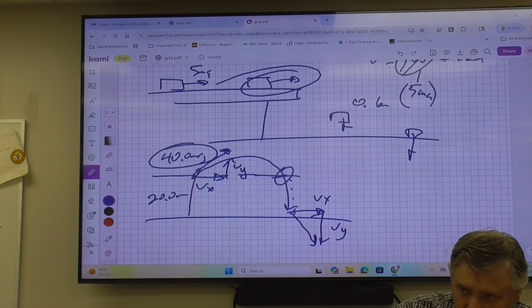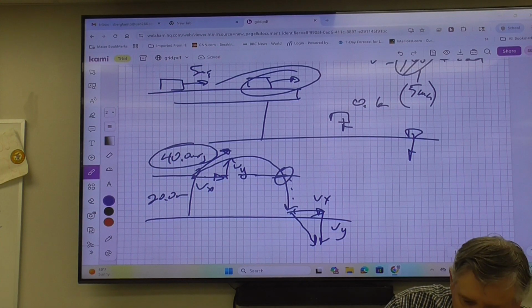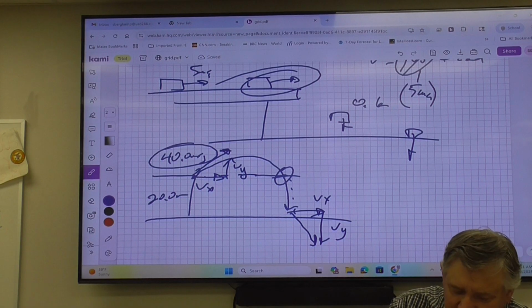I got 48.2. No, you didn't. It is in the 40s, but that's too big. Pretty close. Oh, that's too big? Yep, that's too big. What did I do? I don't know. Oh, damn.